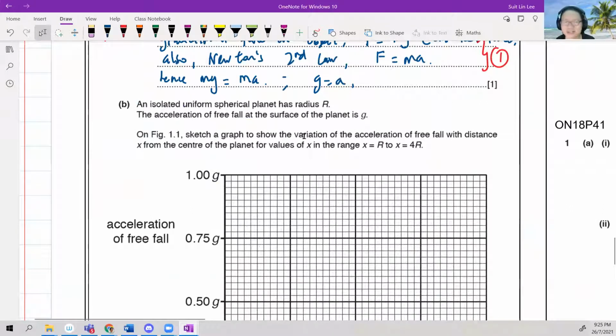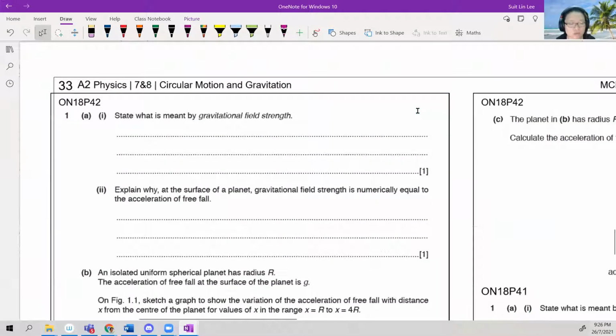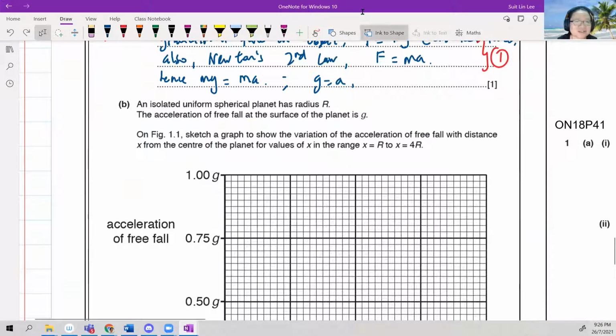Okay, next. An isolated uniform spherical planet has a radius r. Fine. I'm going to put my planet here. So my planet has a radius r, and on the surface is g. Sketch a graph to show how the acceleration of free fall, or basically g, changes with distance from the center of the planet for values in the range of r to 4r.